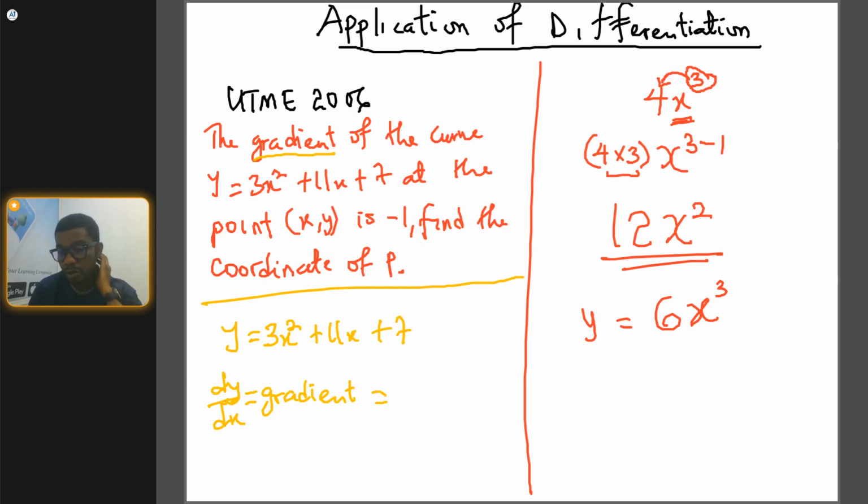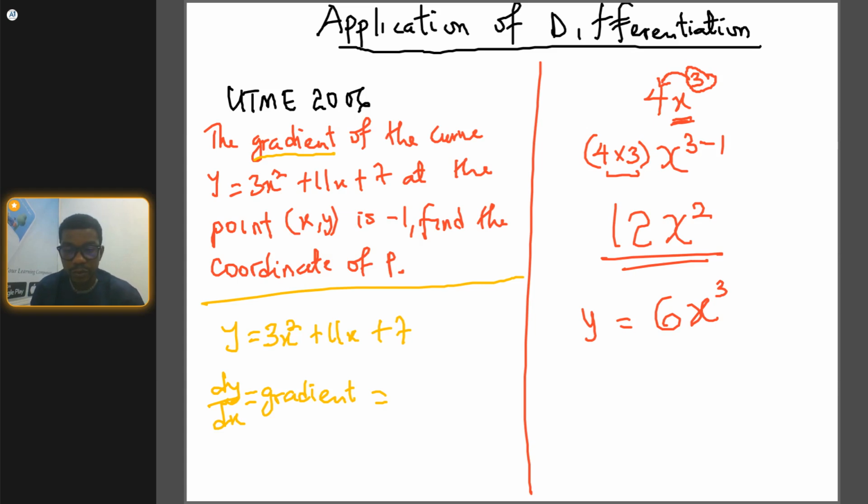Differentiate y equals 6x cubed. I'm waiting for your response. Just follow the steps we used in the previous example that I solved, and do the same for this question. Y equals 6x cubed. What is the response?